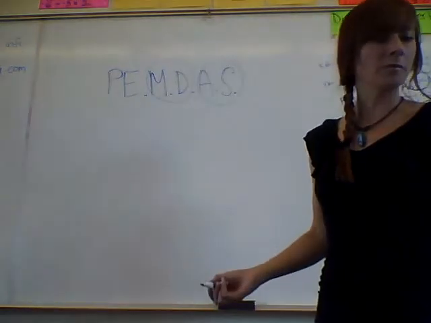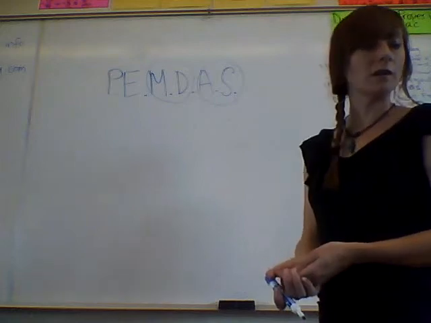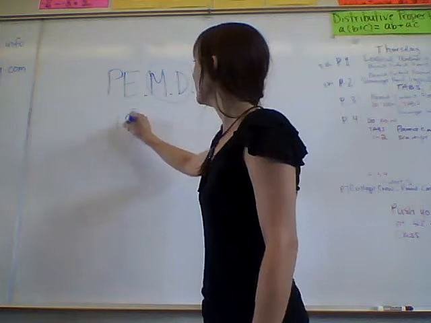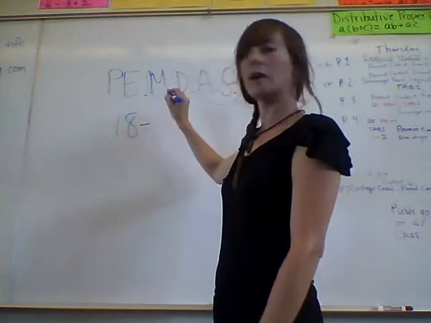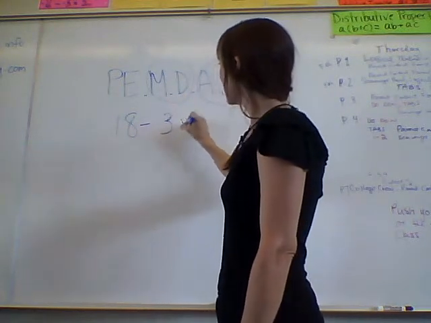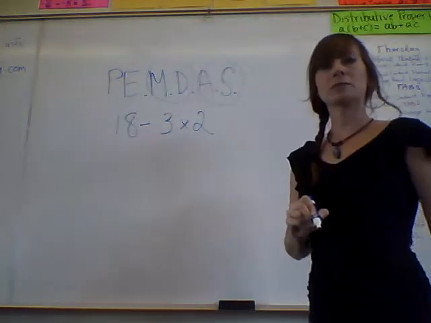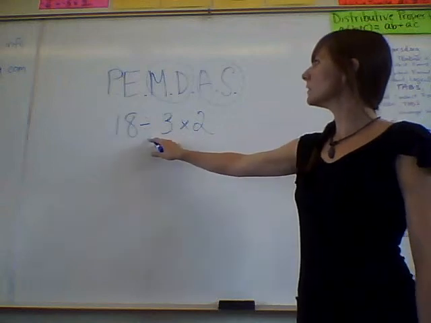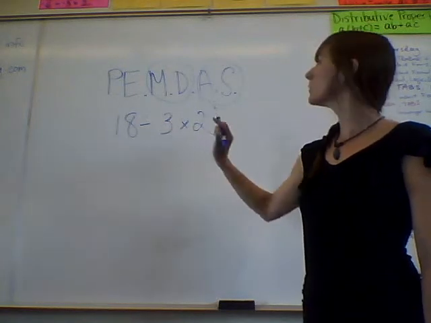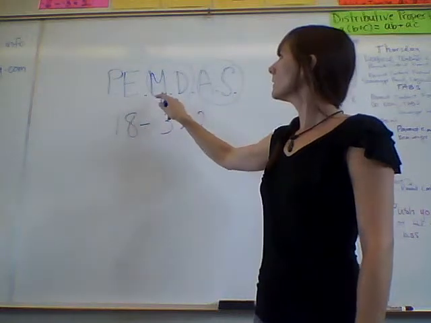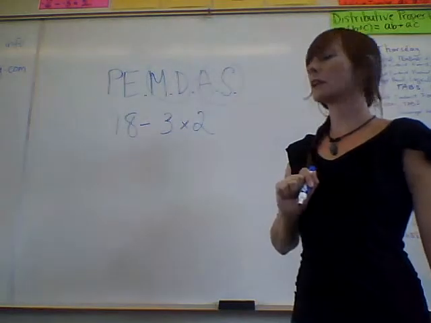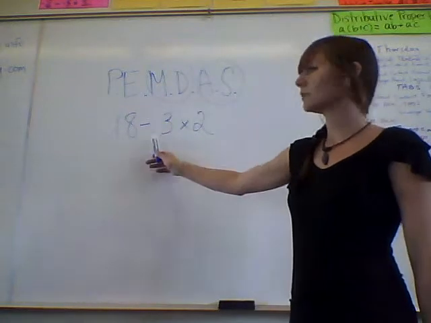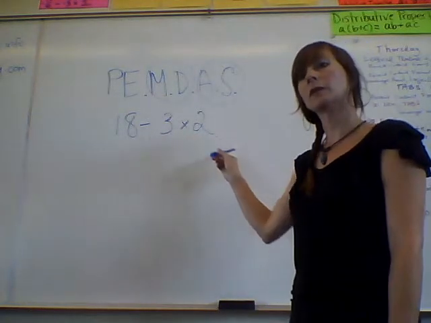For example, if you were asked to find the value of the following expressions, example 1 is 18 divided by 3 multiplied by 2. Okay, so going left to right, division is first, but in PEMDAS, multiplication and division go together. So even though the M is before the D, you're actually going to divide first because it comes first going left to right.